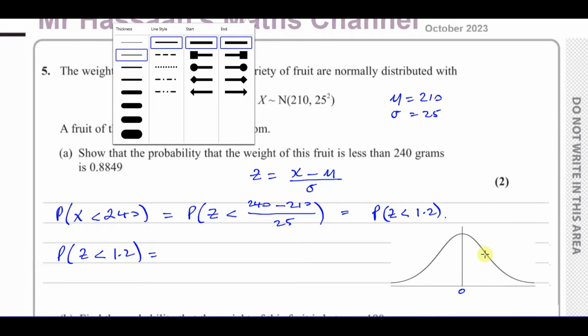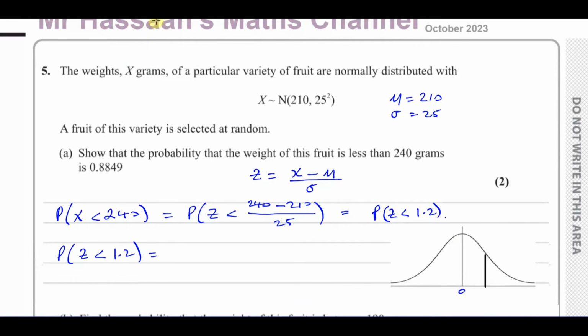Okay, so we've got to find the probability that Z is less than this. So we've got to find the area to the left of this value of Z here. This is the Z value which corresponds to the actual X value of 240, and this is the X value of 210, the mean. So we're going to find this area over here. This area can be found by looking at the table of values, going to Z equals 1.2, and seeing what the area associated with that is.